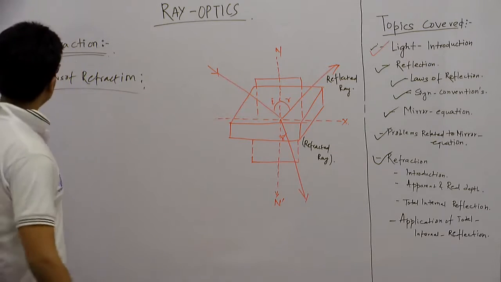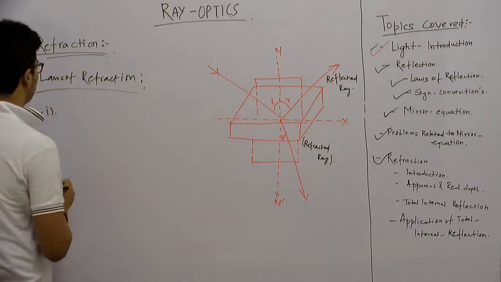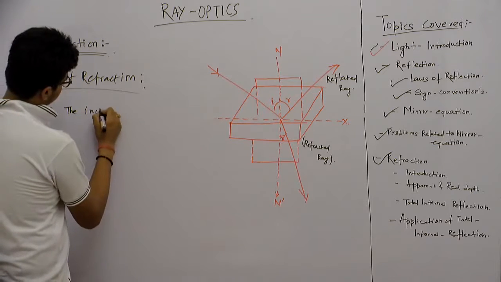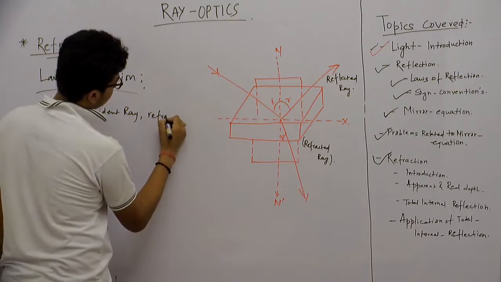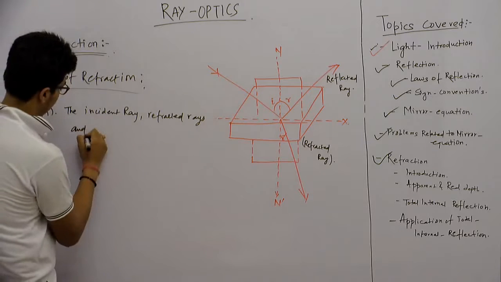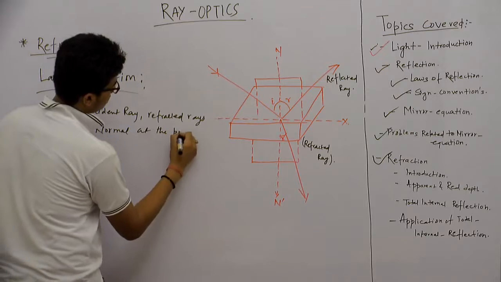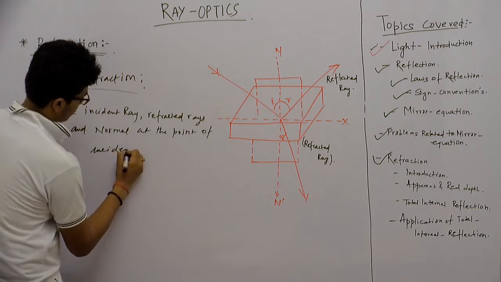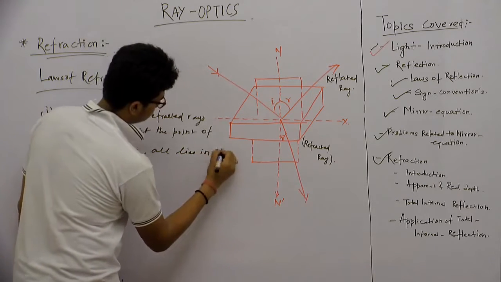Now comes the law of refraction. First, it is stated that the incident ray, refracted ray, and normal at the point of incidence all lie in the same plane.